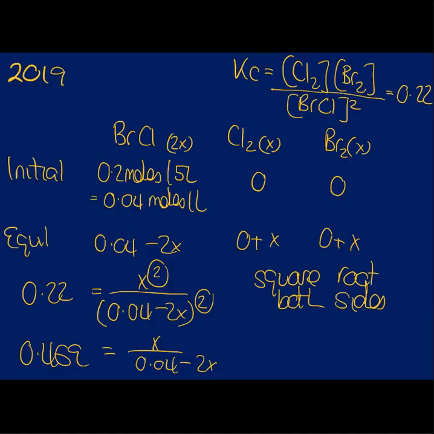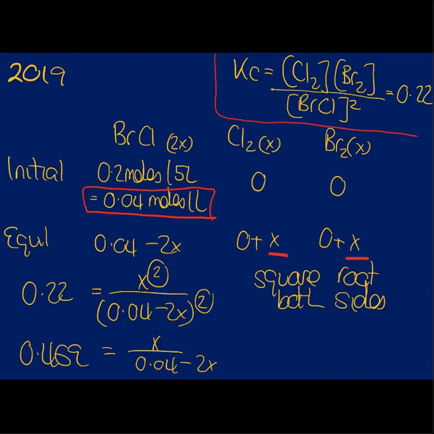So your Kc value looks like this: 1 equivalent of chlorine, 1 equivalent of bromine, 2 equivalents of bromine chloride. From the information in the question for my initial line, it was 0.2 moles per 5 litres of bromine chloride, and as always I recommend you do the division now, and your products are going to be 0 and 0 initially. At equilibrium, because I have 2 equivalents of bromine chloride, it's 0.04 minus 2x, and my products are going to be x and x.